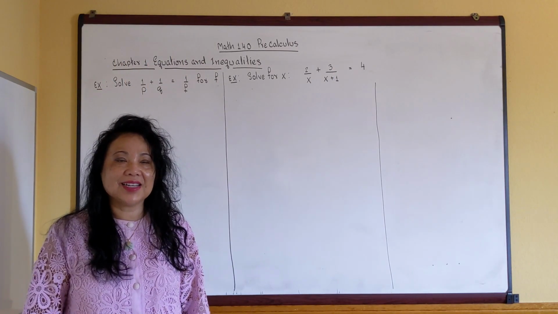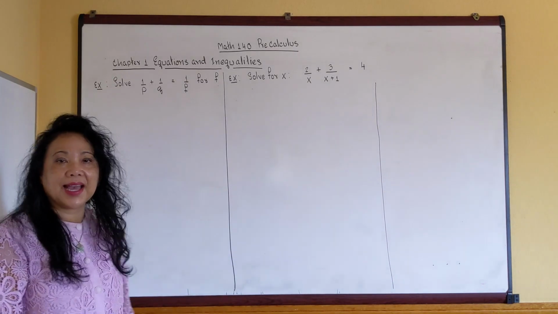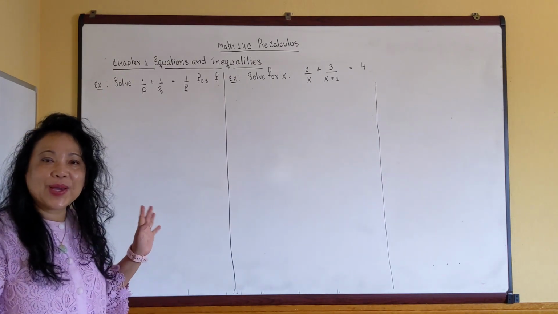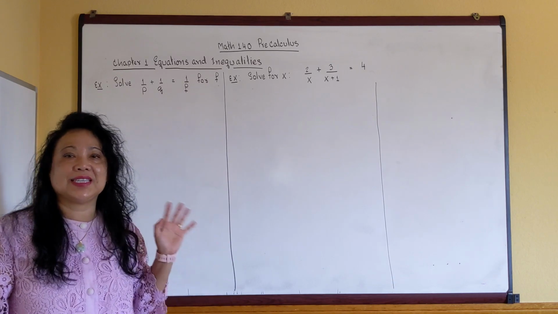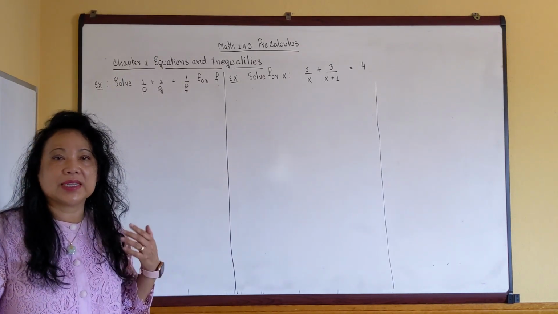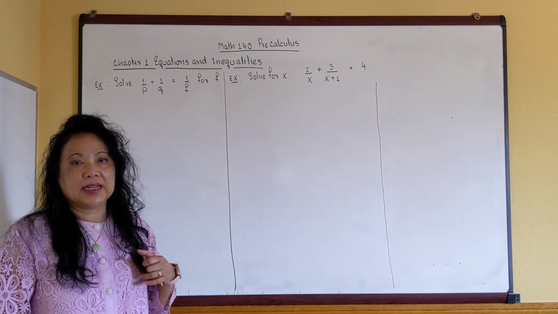To Pre-Calculus. This is chapter 1, equality and inequality. An equation is something on the left equal to something on the right. An inequality is not equal. It can be less than, greater than, less than or equal, greater than or equal.